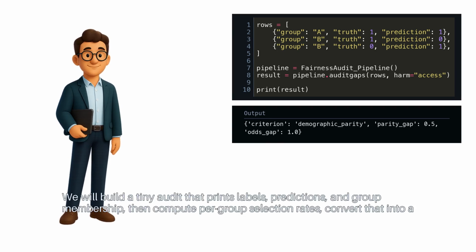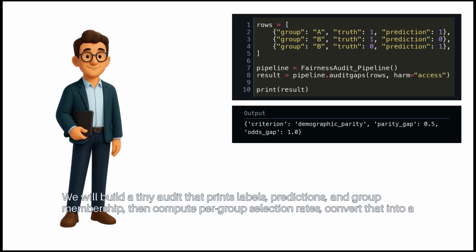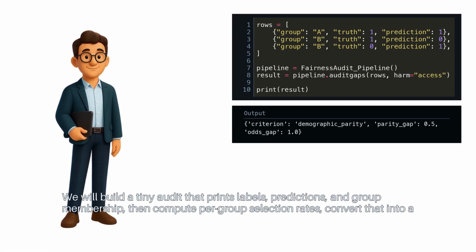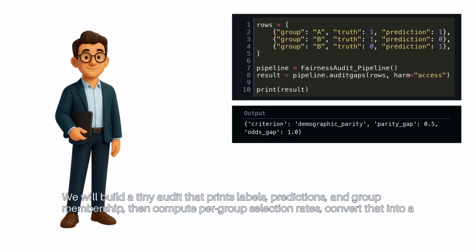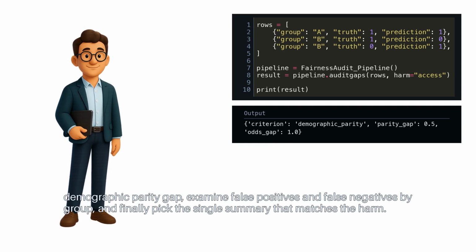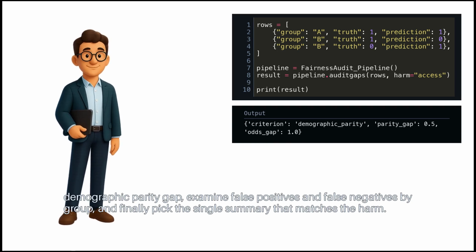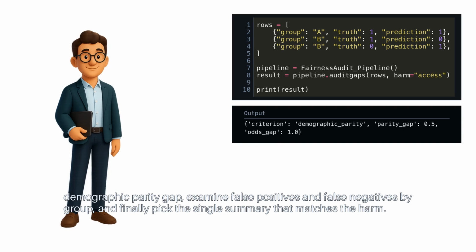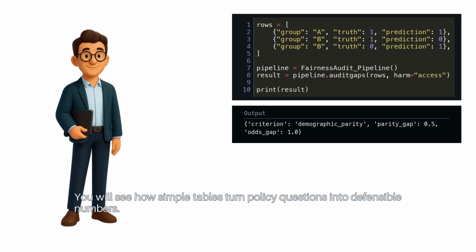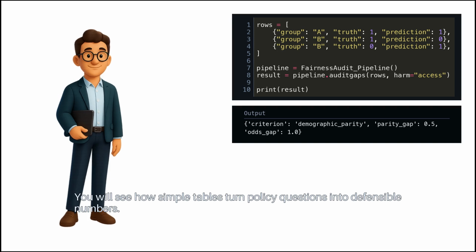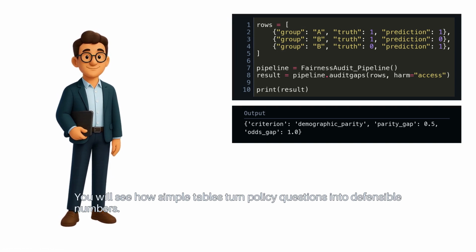Project Preview. We will build a tiny audit that prints labels, predictions, and group membership, then compute per group selection rates. Convert that into a demographic parity gap. Examine false positives and false negatives by group. And finally pick the single summary that matches the harm. You will see how simple tables turn policy questions into defensible numbers.